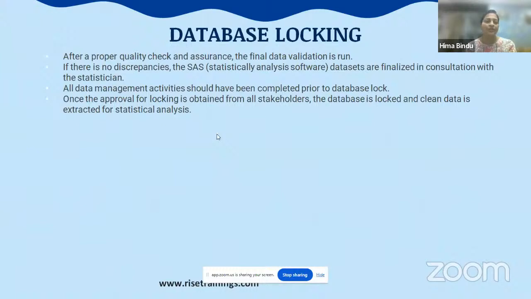Once the approval for locking is obtained from all stakeholders, the database is locked and clean data is extracted for statistical analysis. So before we lock the data, we'll send the data to the sponsor also. The sponsor will review the data and check whether the data they wanted from the CRF is there or not. Everything they will check, and then they will confirm to lock the database. So then only the database locking will be done.